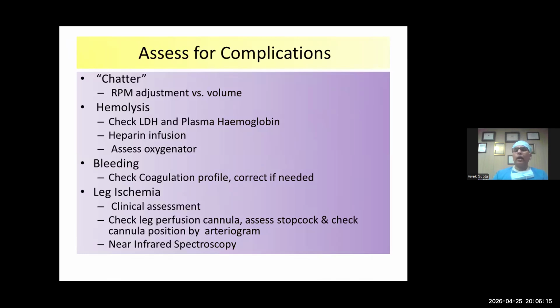Complications common with all ECMOs, whether it's VA ECMO or VV ECMO: chattering is very common. Sometimes the volume status is poor, the patient is relatively hypovolemic, especially in VA ECMO when they are bleeding. So the patient's venous line starts moving, chattering. There's a jerky movement. So you have to reduce the RPM to manage this chattering.